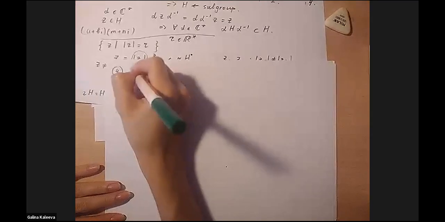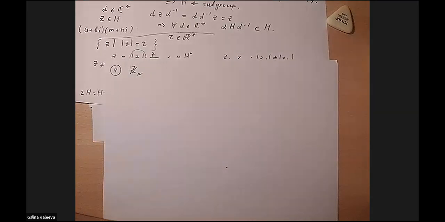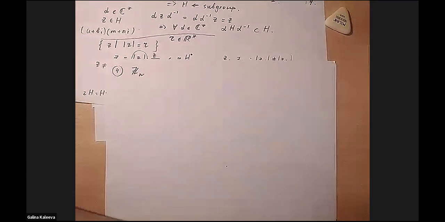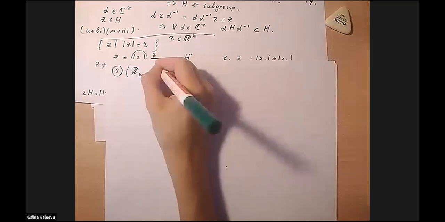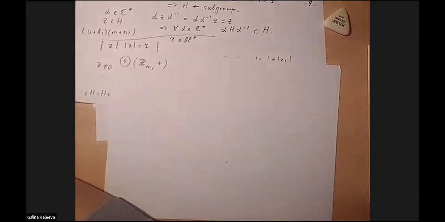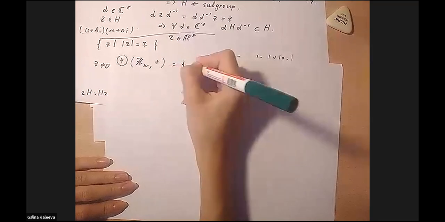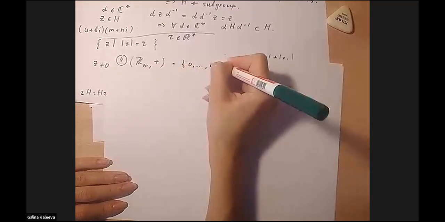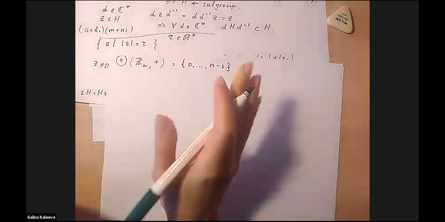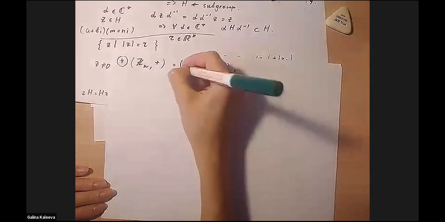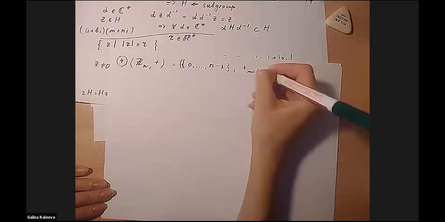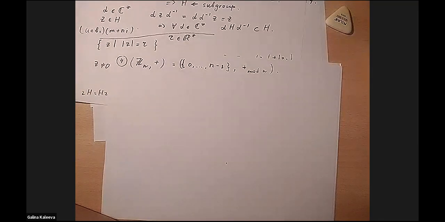We have to describe all the subgroups of such kind of a group. Do you remember what is this group? What does it look like? Numbers from 0 to n-1. You're right. And the operation is addition with modulo n. Right, you are. And this is a group. You know that this is a group, I suppose.